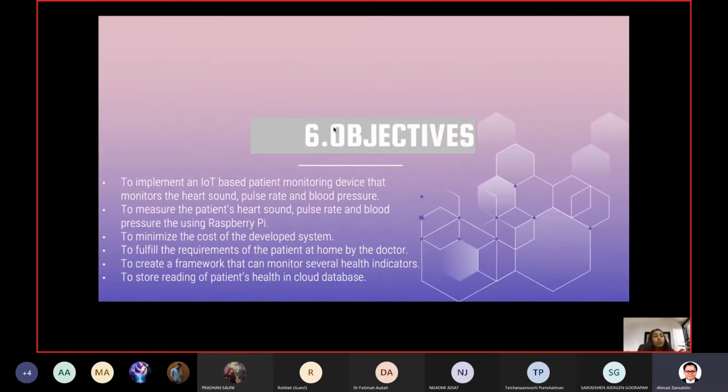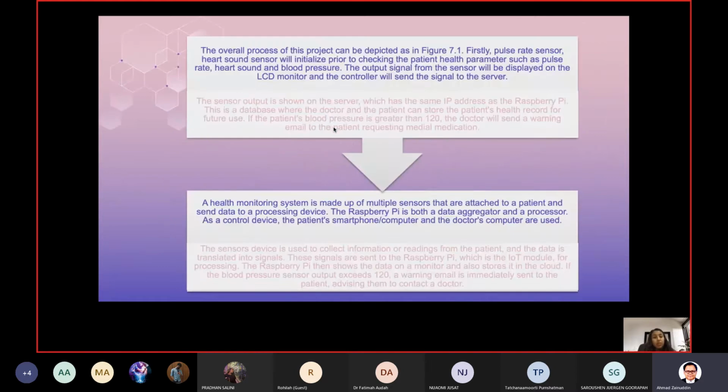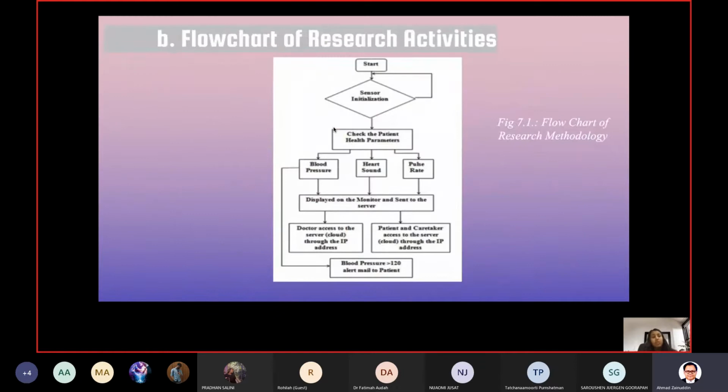And moving forward, these are my objectives, which are to implement an IoT-based patient monitoring device that monitors the heart sound, pulse rate, and blood pressure, to minimize the cost of the developed system, to fulfill the requirements of the patient at home by the doctor, to create a framework that can monitor several health indicators and so on. These are my objectives, and this is my methodology.